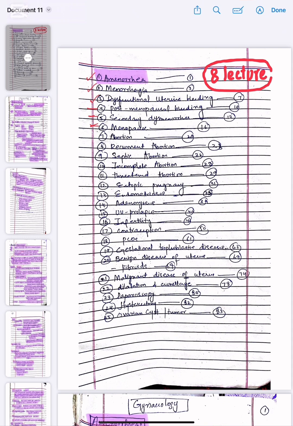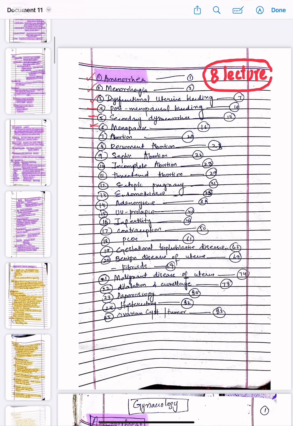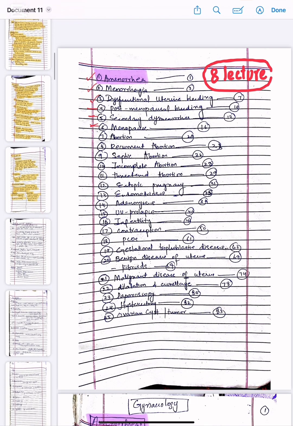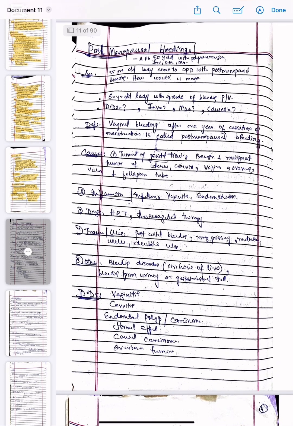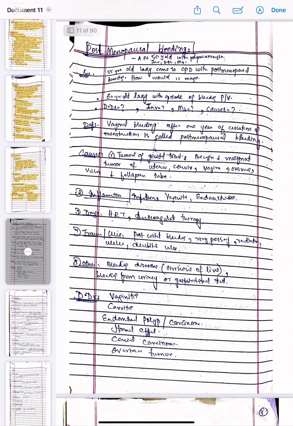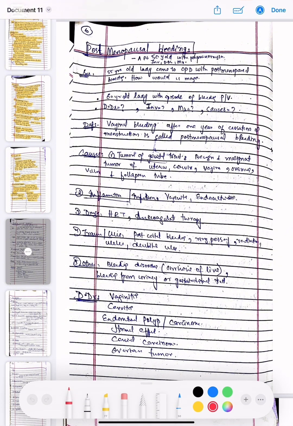We will try to cover all these topics from the gynae in 8 lectures and I will cover 3 topics in each lecture. So this is our second lecture for gynecology subject and the topic that we will discuss today is postmenopausal bleeding. Okay.